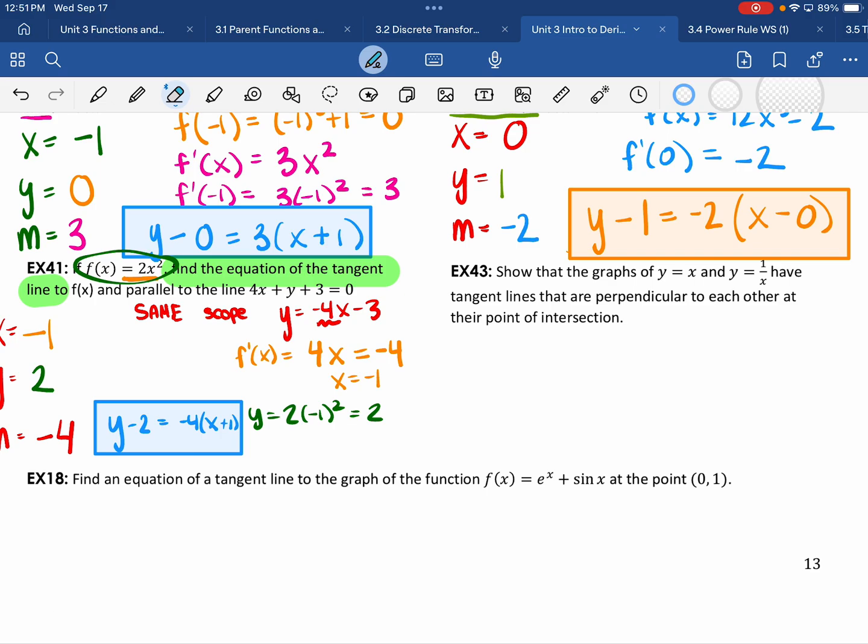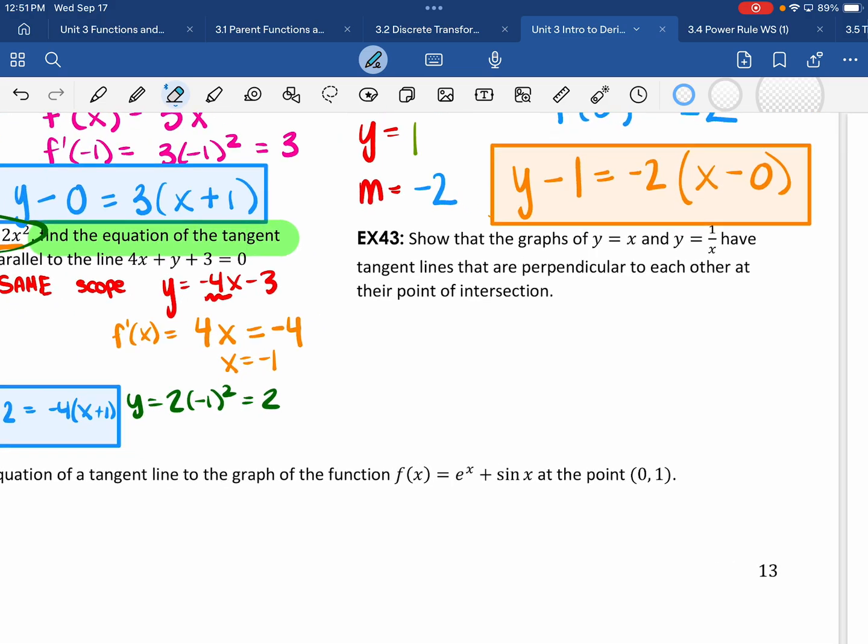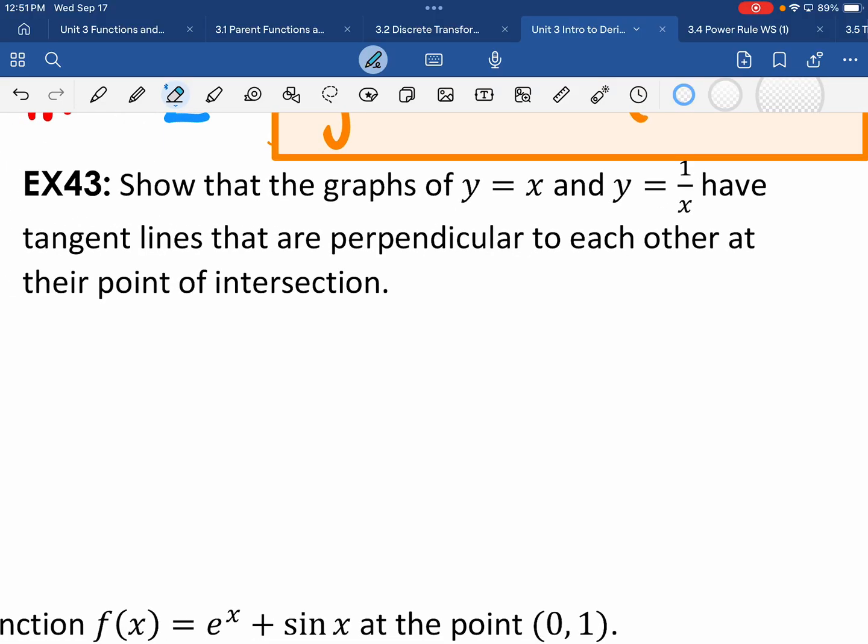Let's look at 43. All right, 43 says, show that the graphs y equals x and y equals 1 over x have tangent lines that are perpendicular to each other at their point of intersection. So it's a little different. Still talking about the tangent line, but for right now, I'm going to figure out where the point of intersection is. What do I do to my equations to figure out where they intersect? Set them equal.